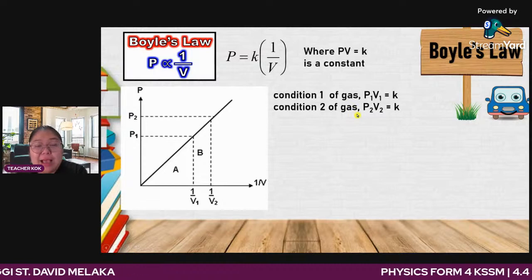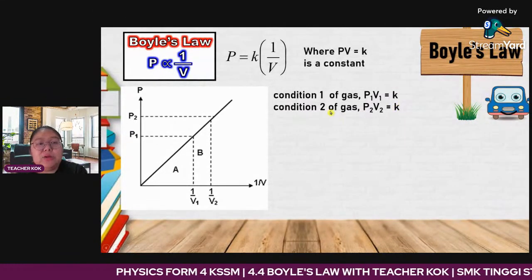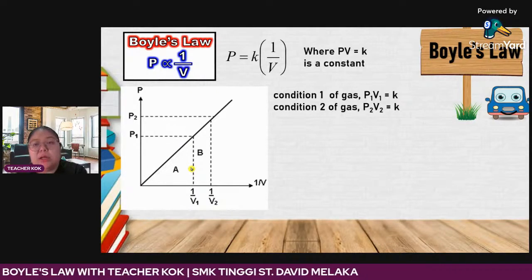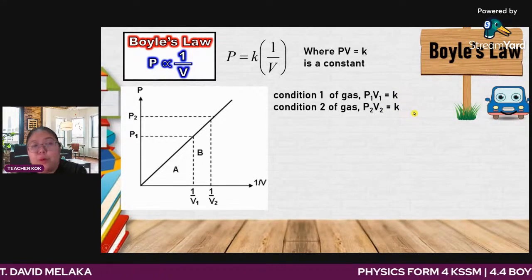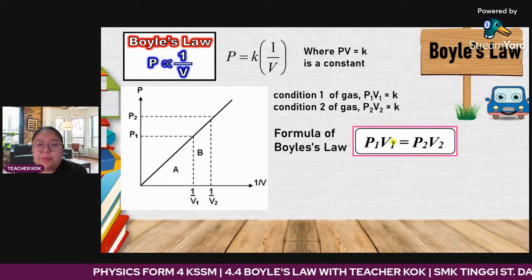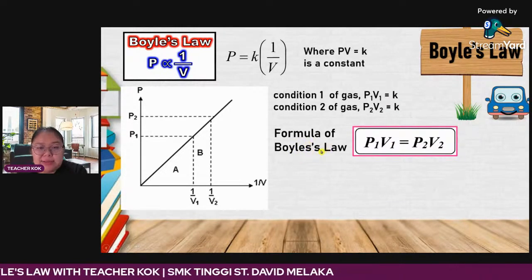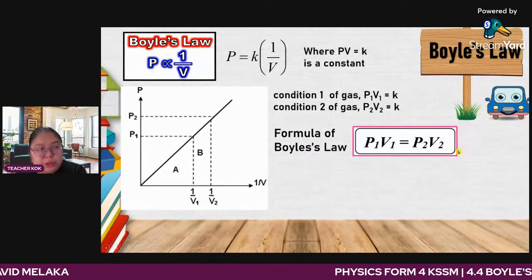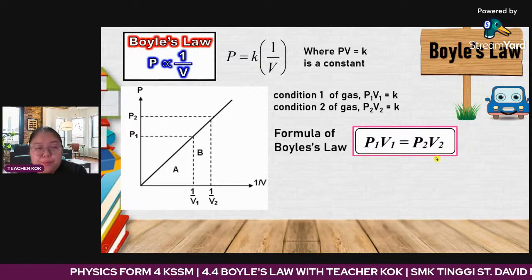Condition 2 of the same gas: P2 V2, which also equals K. Maybe the first time you make the volume smaller, the second time you make it bigger. When you plot the graph, the gradient should be the same; both are K. So finally, I can create the equation for Boyle's law. Boyle apostrophe s, no double s. P1 V1 equals P2 V2, because both are the gradient. This is one of the formulas for Boyle's law.